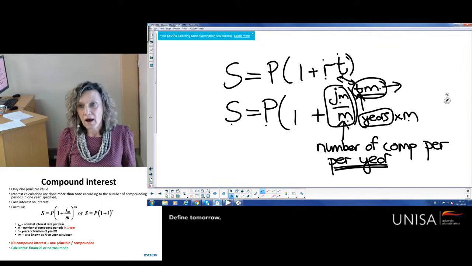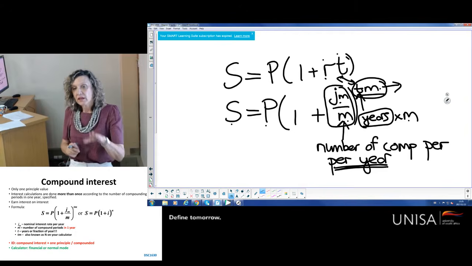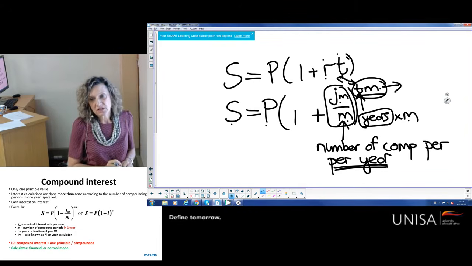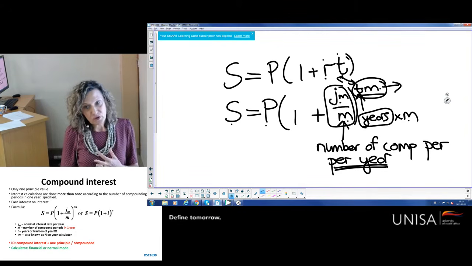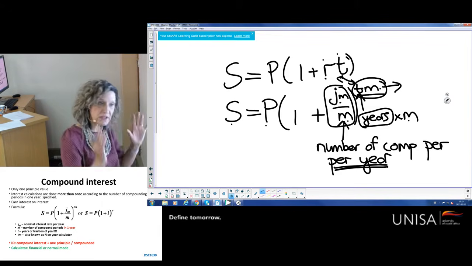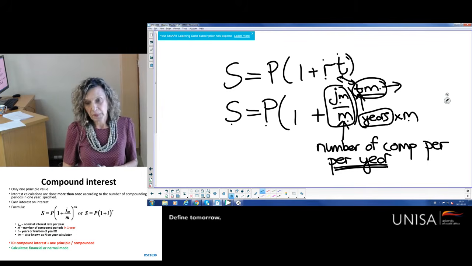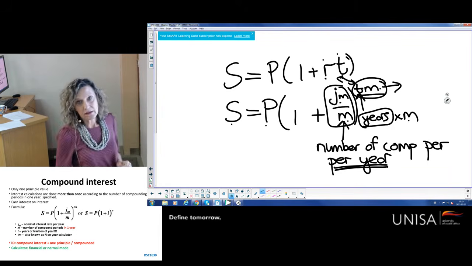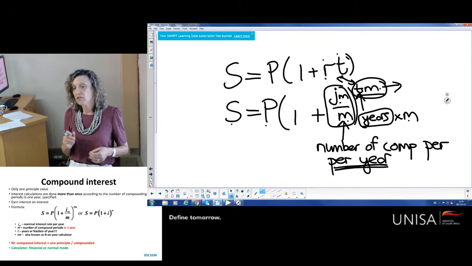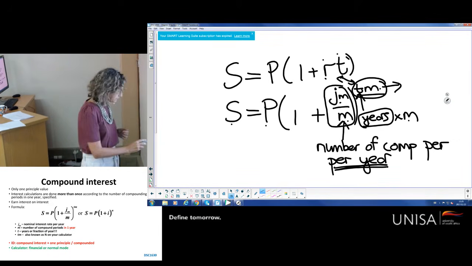Now how would I ID a compound interest type of problem? The words compound interest, and there will always be one principal, as well as just the word compounded. So when you see compounded, you must know you're working with compound interest. With the calculator, that's very nice. We can use our financial mode instead of just our normal mode.